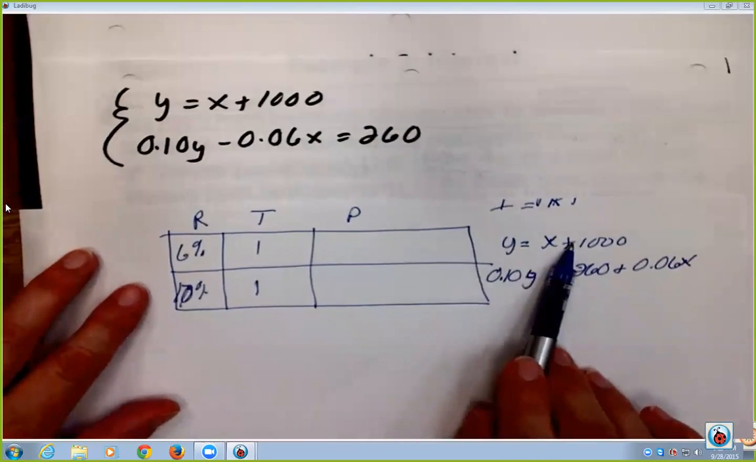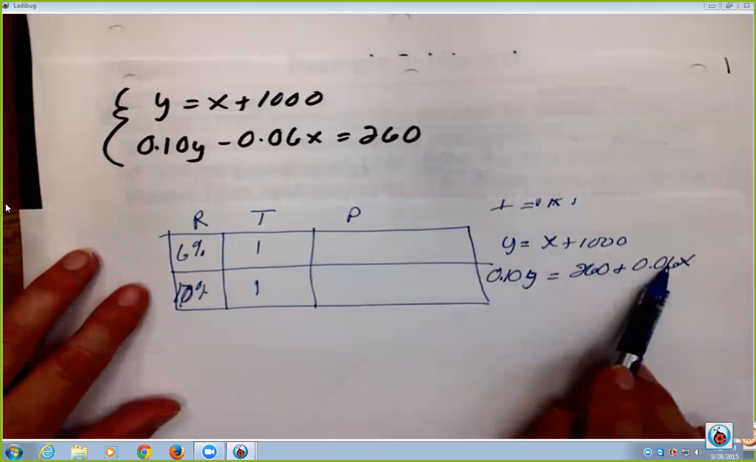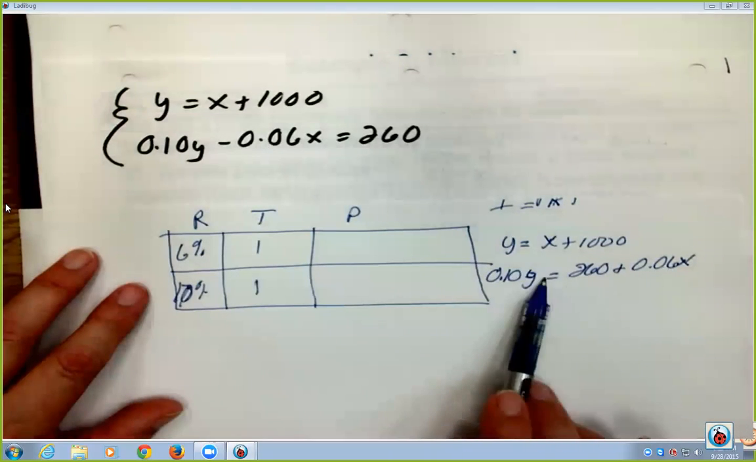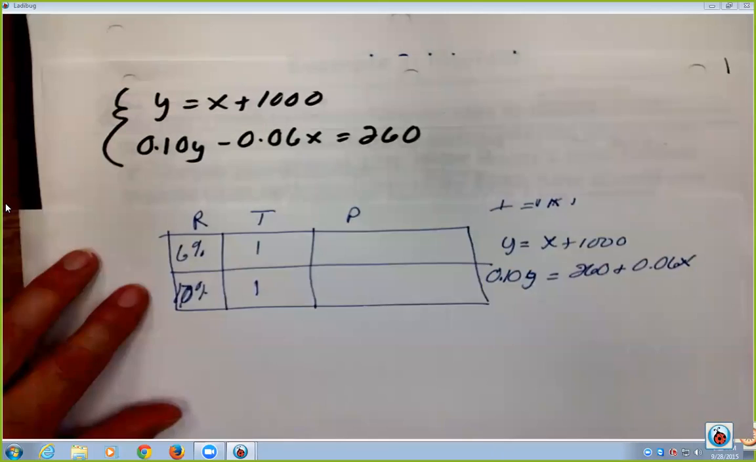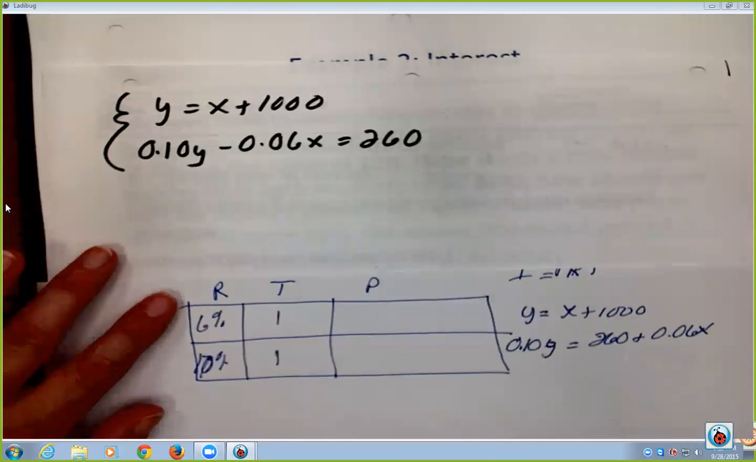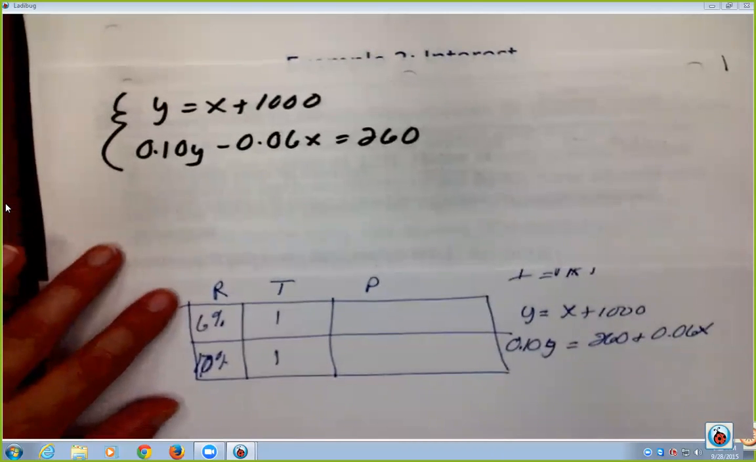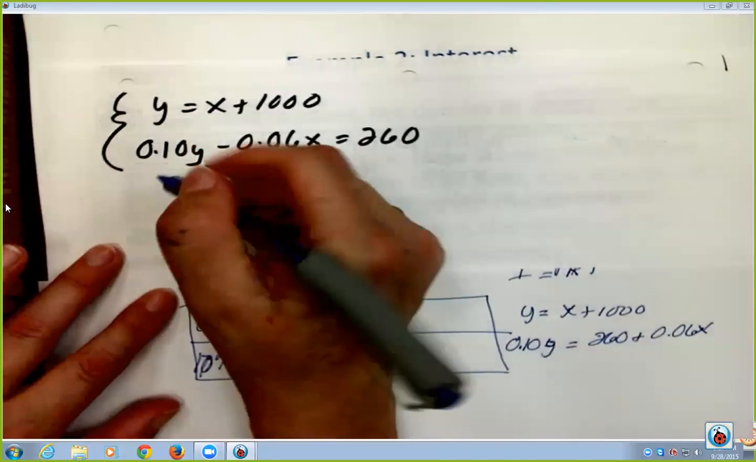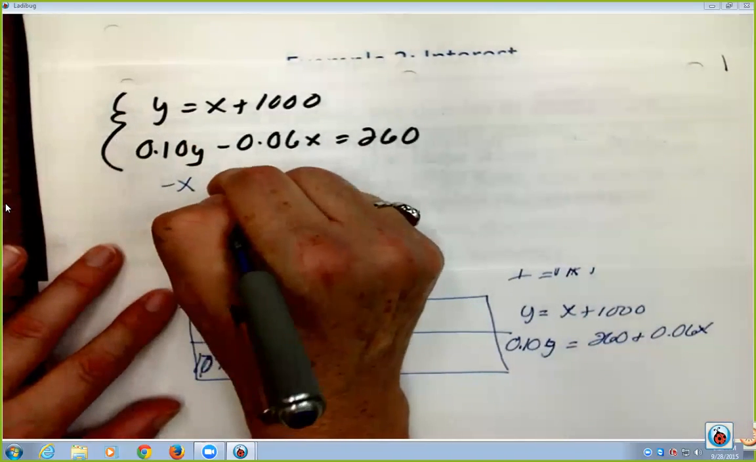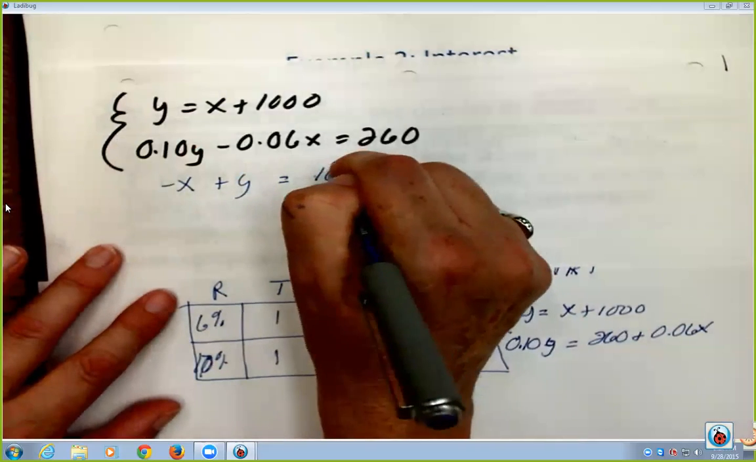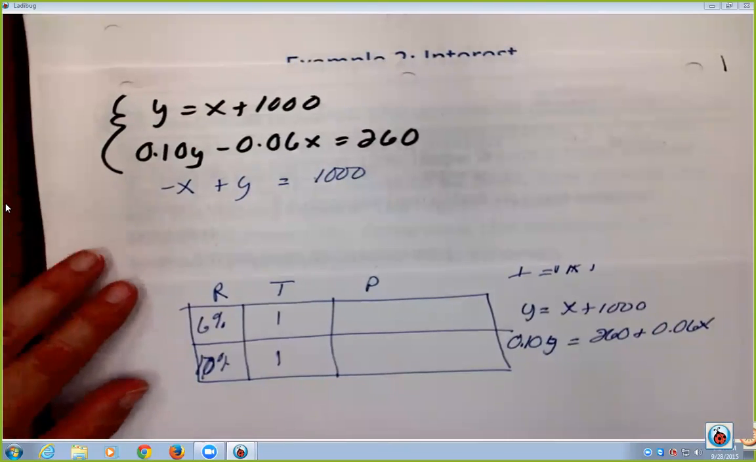I've got Y equals X plus 1,000. This one is solved already by moving the 6% back over. And so if I want to put it on my calculator, which we can, because we're going to use those for this part, move my X over. Negative X plus Y is equal to 1,000. And then simply put those on your calculator.